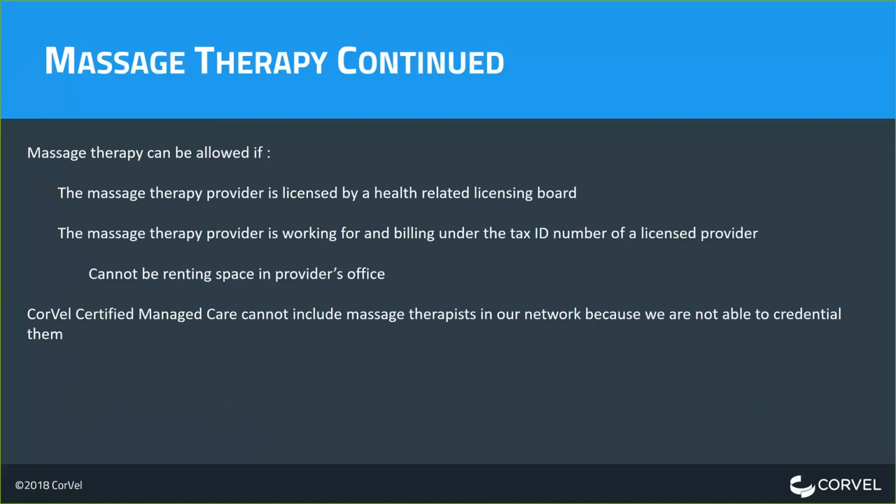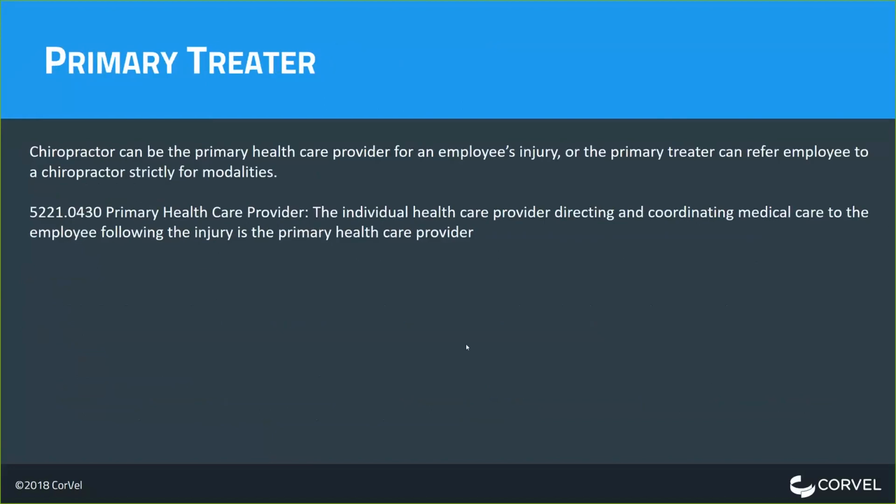We have found that there are many massage therapists that are working and billing under the tax ID number of providers who are licensed by a health-related licensing board. So, for instance, physical therapist facilities or some chiropractic facilities, and so in that case, we are able to allow them. We can't include massage therapists in our Certified Managed Care Network because we're not able to credential them because they're not licensed by a health-related licensing board. That whole area can be very tricky and confusing.